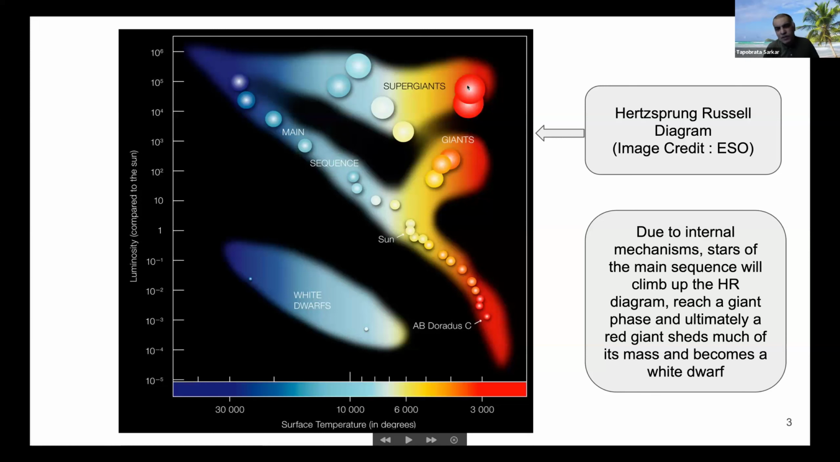Sometimes hydrogen will be exhausted inside, then some helium burning will start, and there is a very delicate balance going on between gravity and the pressure due to these nuclear interactions. Sometimes the core will collapse, some things will expand, some very beautiful things happen. So, due to internal mechanisms, stars start on the main sequence, then they climb up the HR diagram, towards your top left, and then ultimately there will be a red giant phase, and then it will shift towards the left.